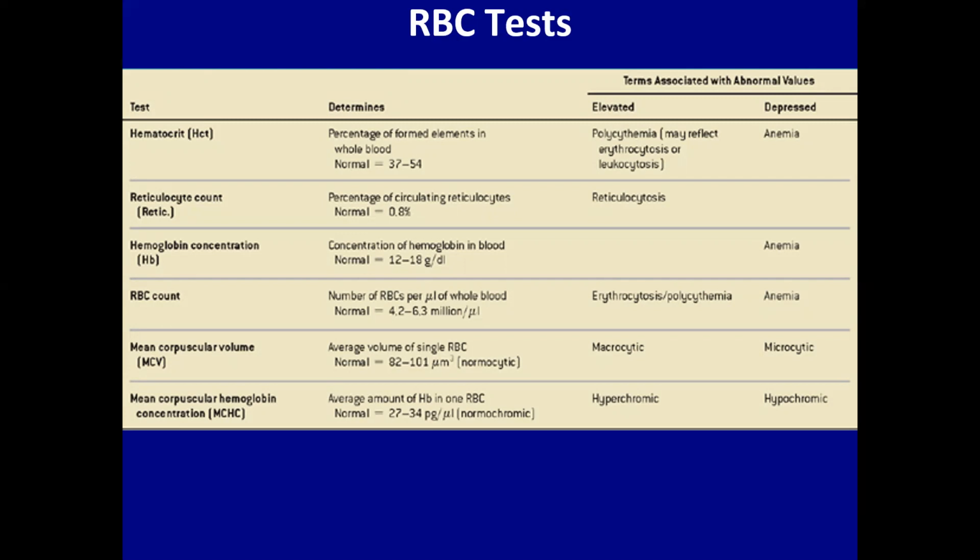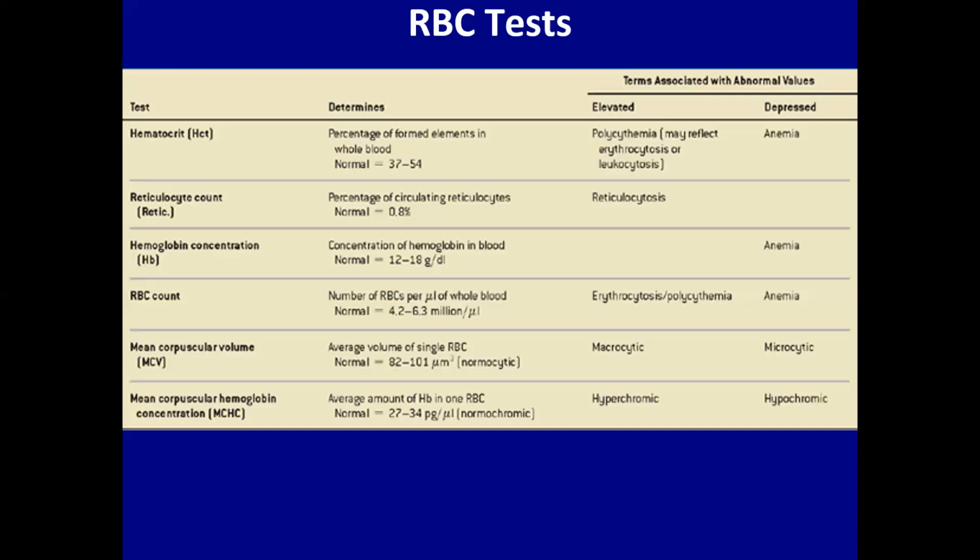If you're looking at reticulocytes, remember these are the precursor to the red blood cell. If it's elevated, you may have a disorder called reticulocytosis. Your hemoglobin concentration, if it's low, you may have anemia. Red blood cell count, again, you may have erythrocytosis or polycythemia. If it's depressed, anemia.